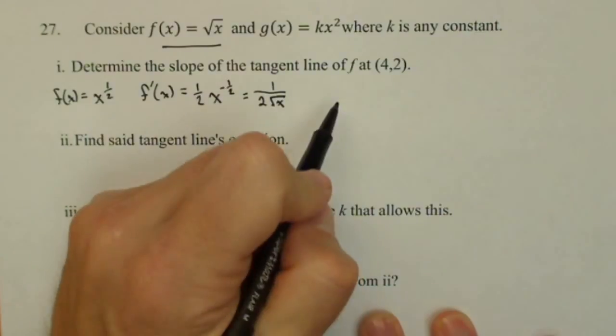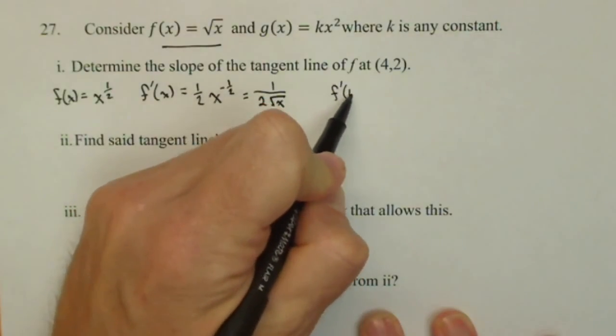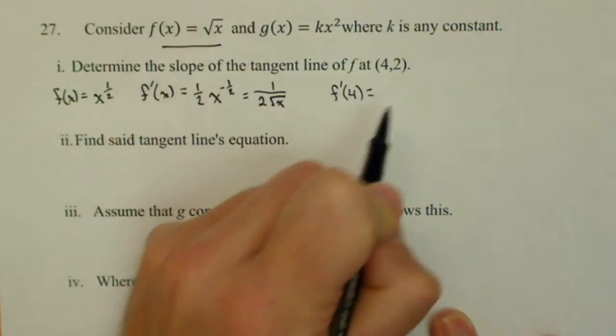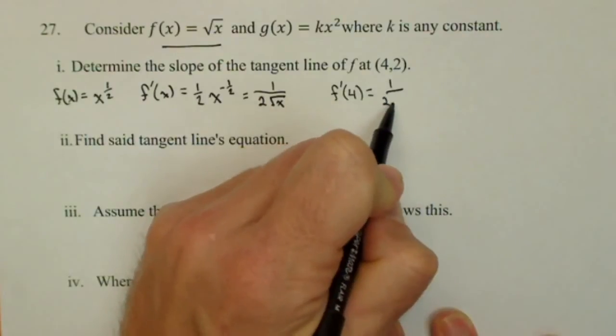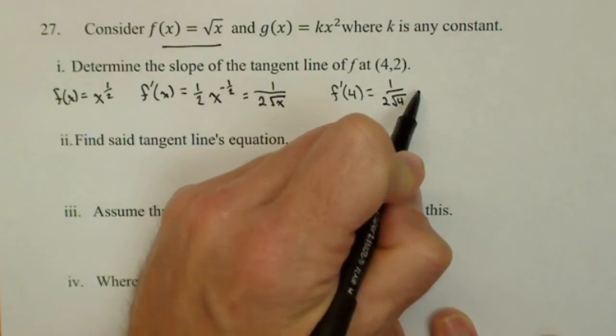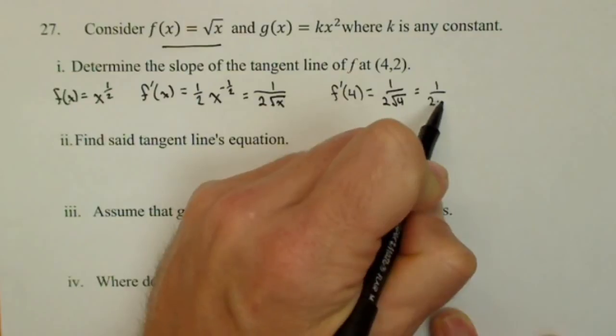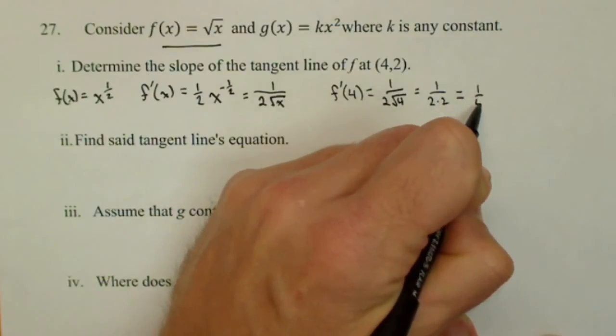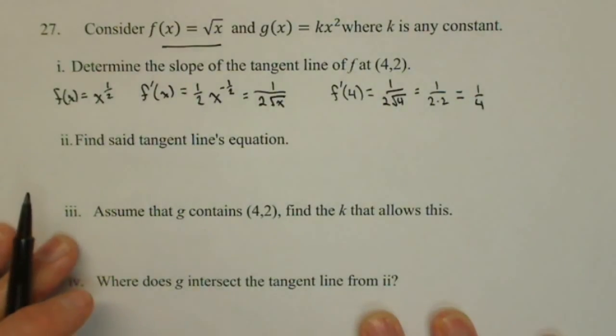To find the slope of the tangent line, we need to find f prime of 4, and then we're going to plug 4 into our derivative. 1 over 2 times the square root of 4 is 1 over 2 times 2, or 1/4. So there is the slope of our tangent line at the point (4, 2).